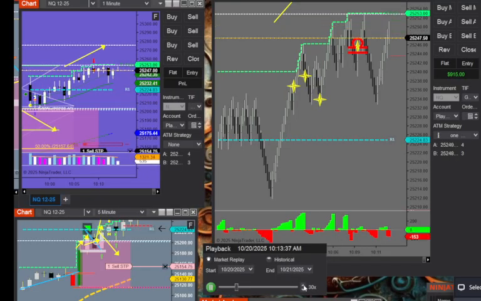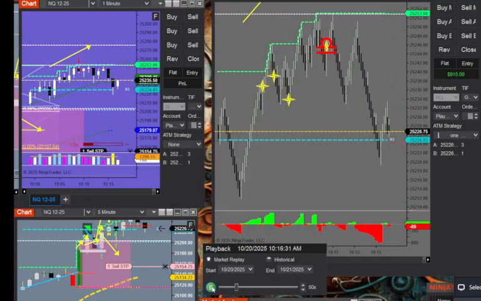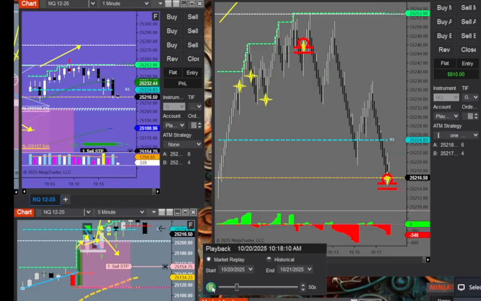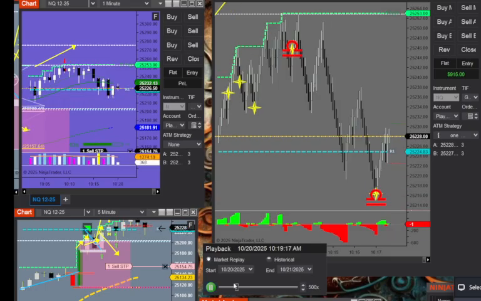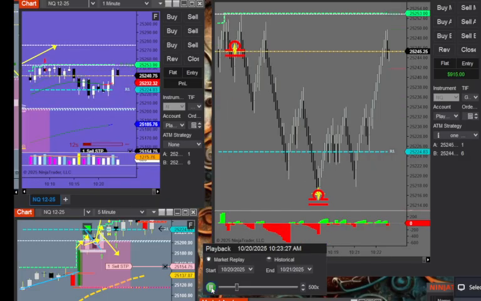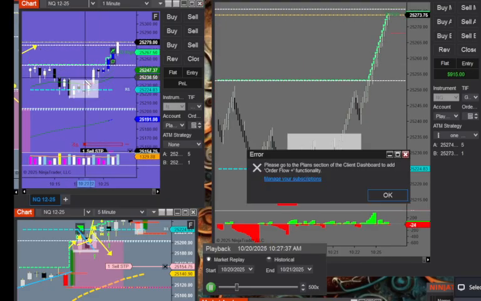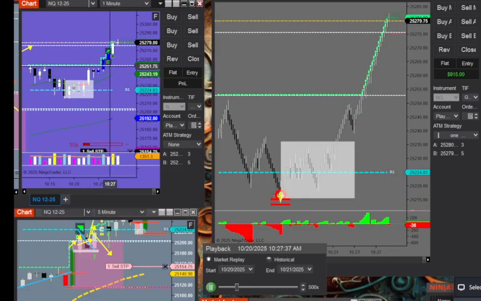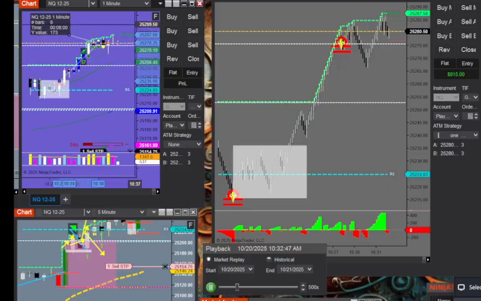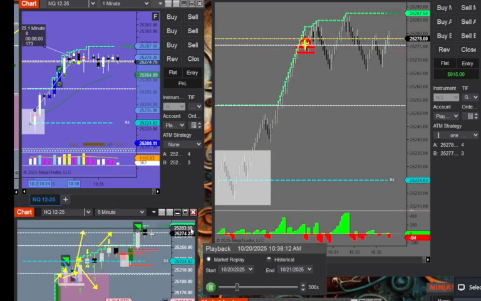So let's speed this up. 50x. Let's speed it up. And with the trail hit, let's go. It dropped back. Oh, that's another entry long right there, actually. I would have gone long again right there. Okay, wow. So long right there, you get another 100 and something points. This is freaking amazing. All right, keep going.